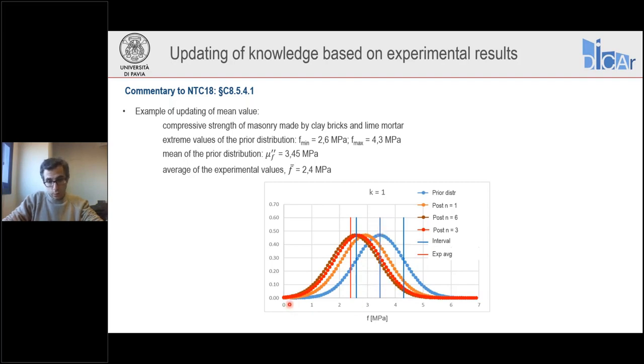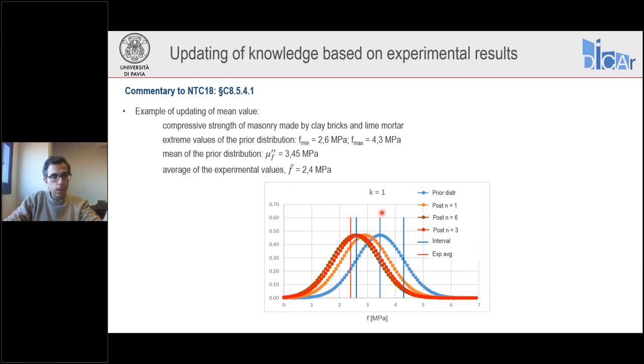Now the prior distribution is this blue curve. As you can see, since this is a normal distribution, the mean is the central value of the interval. Then let's assume that we have an average value coming from the test, which is equal to this value, which in the figure is located here, so outside of the interval of variation given by the table.